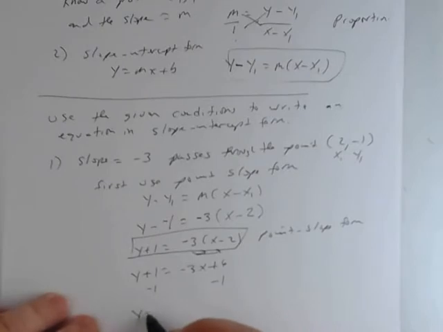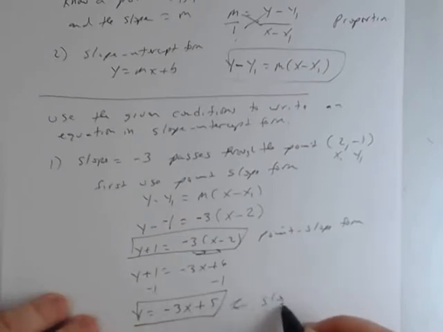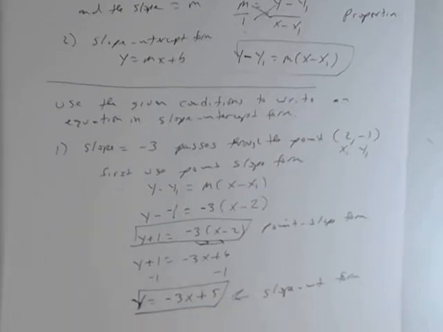And so what's your y slope-intercept form? Plus 5, right? So that's slope-intercept form. You got to say y equals though. All right, in the blank you got to say y equals negative 3x plus 5.